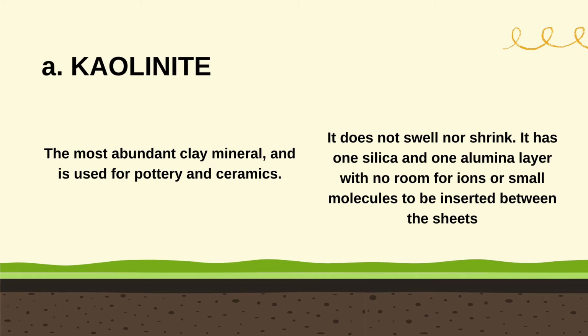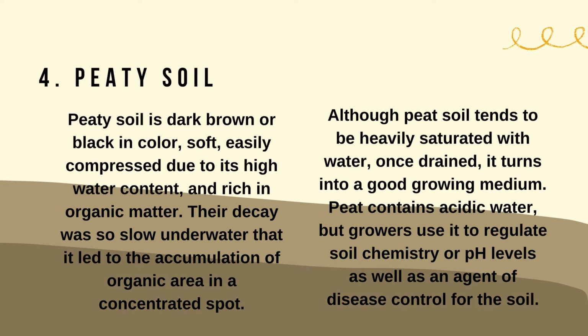It is the most abundant clay mineral and is used for pottery and ceramics. It does not swell nor shrink. It has one silica and one alumina layer with no room for ions or small molecules to be inserted between the sheets. Fourth is the peaty soil.